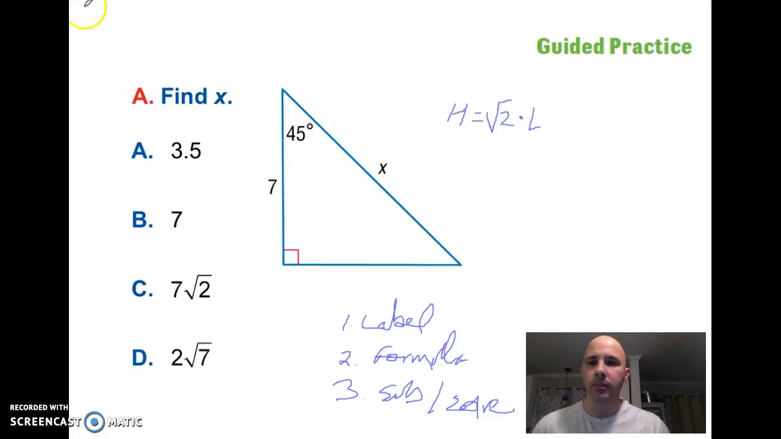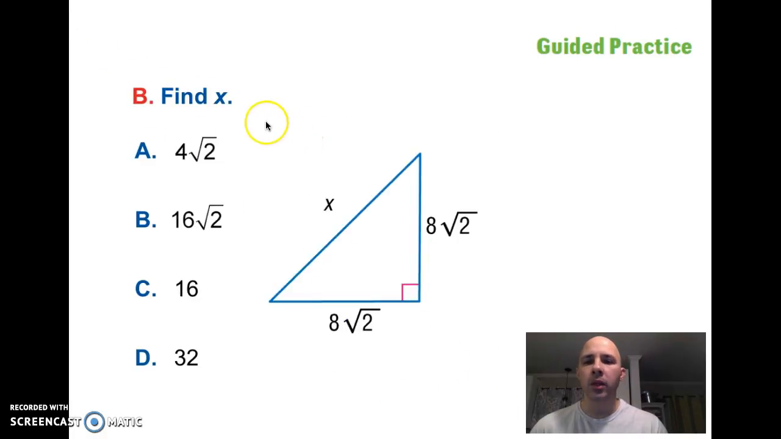Alright, thank you. Alright, again, you want to go ahead and try to find X. You have your values. You can go ahead and use your notes to do 3 steps. 1, make sure you label. 2, make sure you write the formula for 45, 45, 90. And then the 3rd step is go ahead and solve. Substitute and solve. Right, good luck. If you have any questions, let me know.